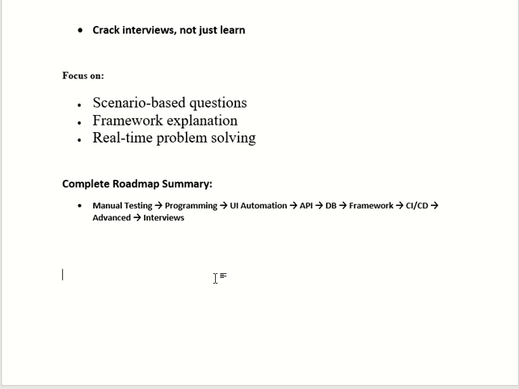Okay, so the complete roadmap is as follows. First you need to learn the manual testing concepts and then pick a programming language and enhance it by learning core concepts thoroughly. Pick any UI automation tool and then any API automation tool and learn the concepts of DB, and then try to build a framework and incorporate all these things in it, and then learn how to execute the tests in a CI/CD pipeline, and then try to add some additional skills to your roadmap, and then start interview preparation.